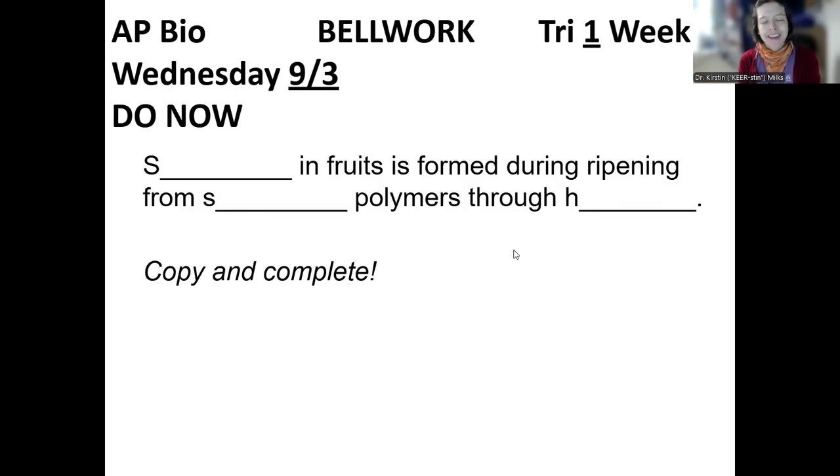Fill in the blank. What in fruits is formed during ripening from what type of polymer through which process? Let me give you a hint. The second blank is starch, starch polymers. I don't know specifically what type of starch polymers.